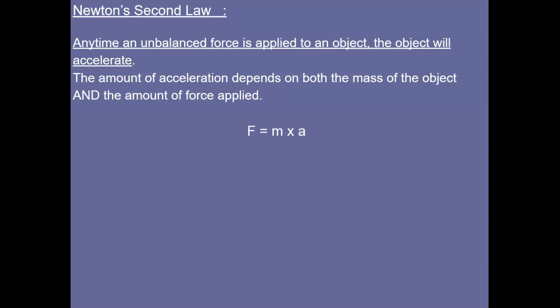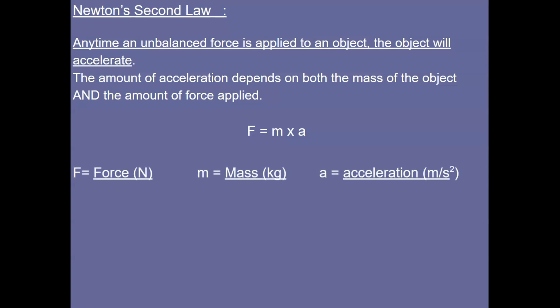And Newton's second law is best represented using this mathematical equation where F is equal to ma, or F is equal to mass times acceleration. The F is the amount of force and is measured in newtons. That is the unit for force. Mass we measure in kilograms, and acceleration is meters per second squared. Okay, so it is a change in speed over a period of time.